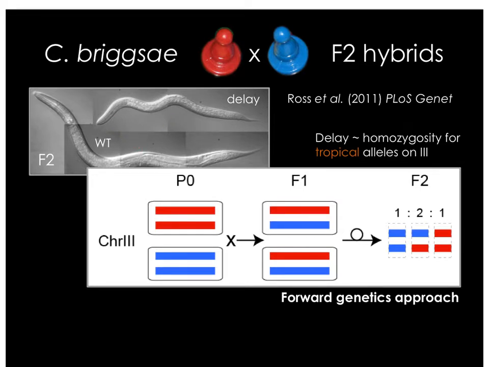hybrids become developmentally delayed. What this is a micrograph of is a wild-type F2 individual and its age-matched delayed sibling. So these were born, hatched at the exact same time. About 3 days later, the wild-type sibling is fully reproductively fertile. It's an adult, but its poor sibling has undergone some sort of developmental delay and is still a larva.